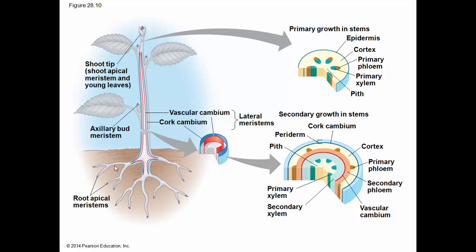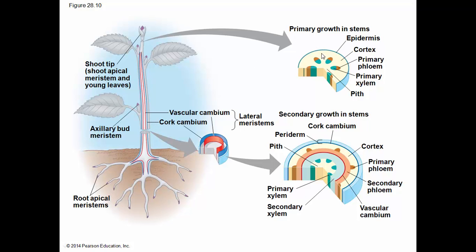And then, in woody plants, lateral meristems add secondary growth, increasing the diameter of the roots and stems. So here, say this was a tree, the vascular cambium and the cork cambium are areas that are growing and supplying lateral growth. These are the lateral meristems.